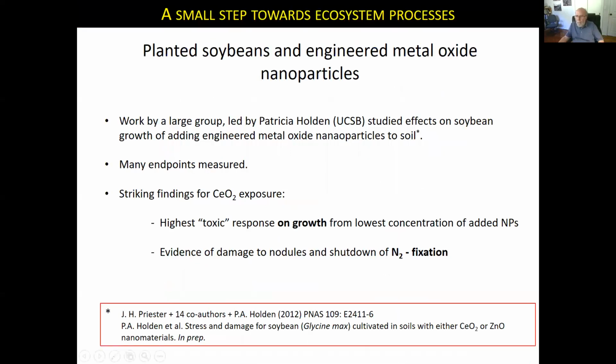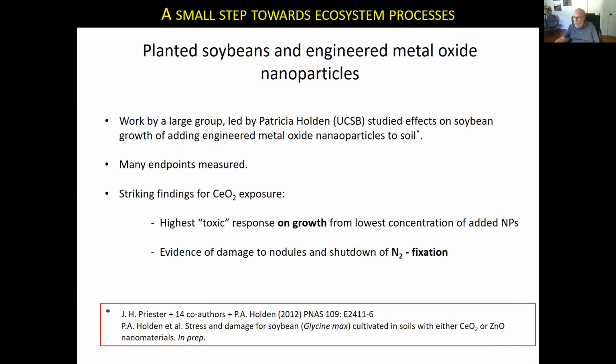My final example that demonstrates the sort of applicability, and as you'll see in a minute, gives us potentially a small step to thinking at the ecosystem level, involves experiments on soybean in a group at UCSB led by Professor Trish Holden. And her group studied the effects on soybean growth of adding engineered metal oxide nanoparticles to soil, for instance, from atmospheric deposition or whatever source you're thinking of.